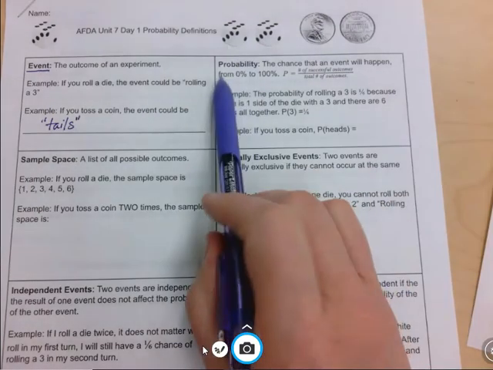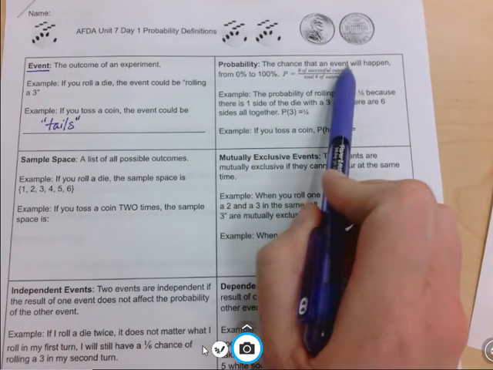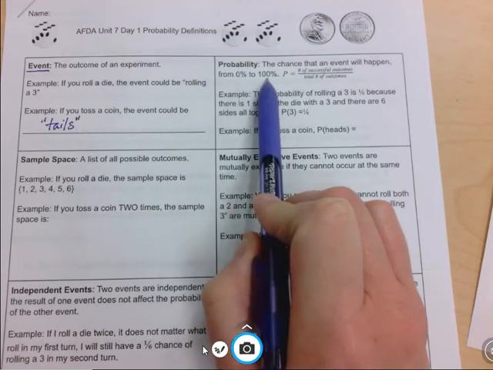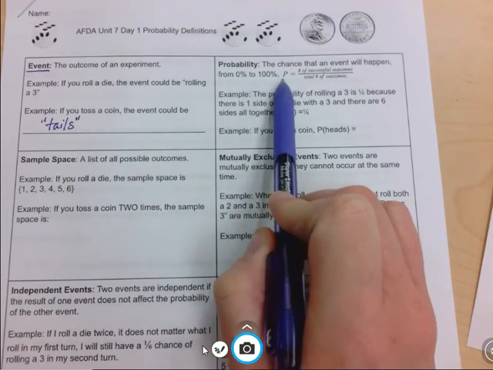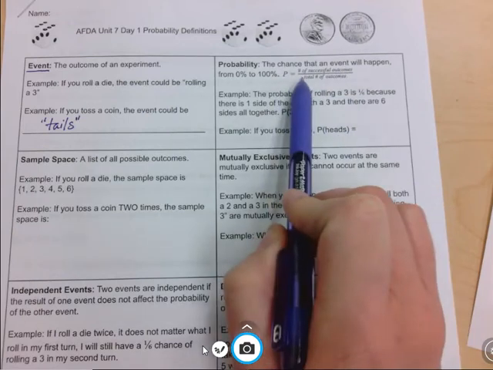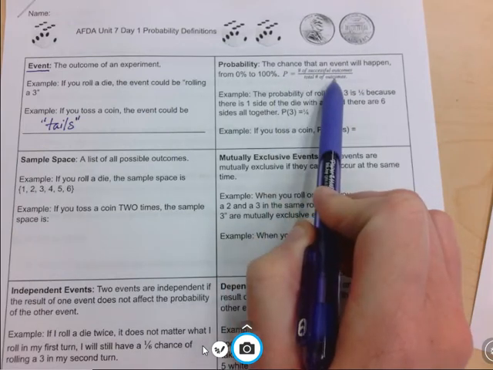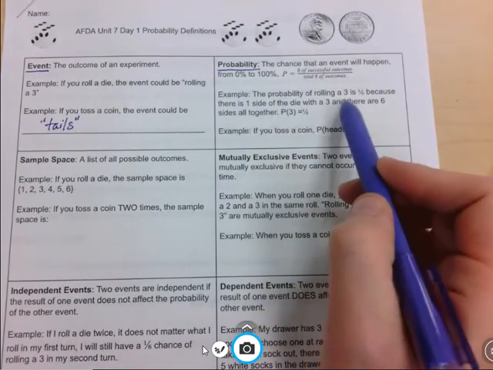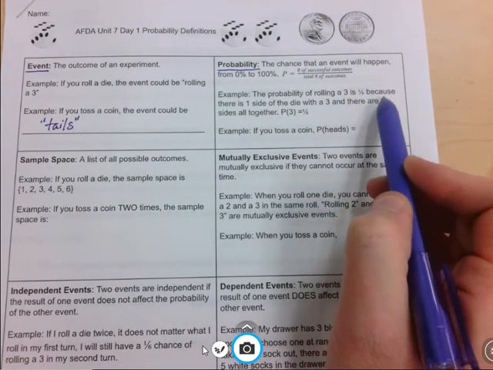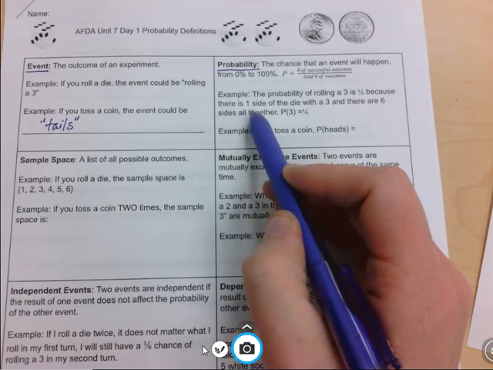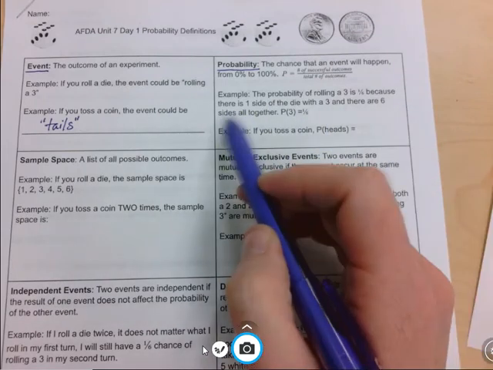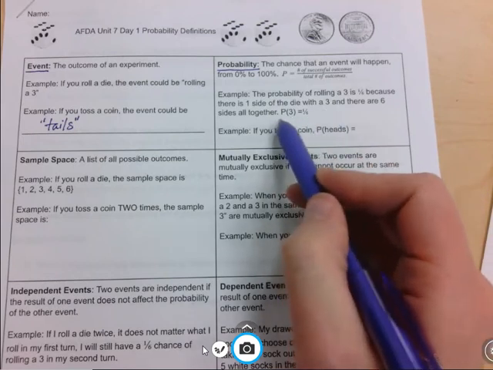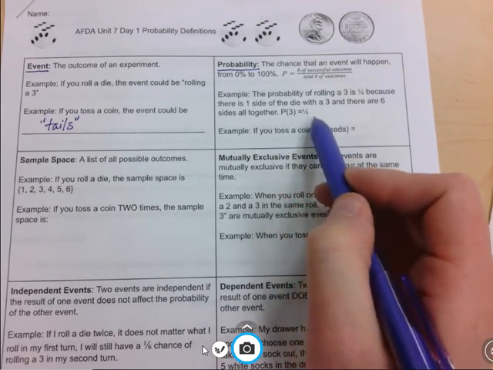Alright, probability. Probability is the chance that an event will happen. The probability could be from 0% to 100%. Probability is the number of successful outcomes over the total number of outcomes. Here's your example. The probability of rolling a 3 is 1/6 because there is one side of the die with a 3 and there are 6 sides altogether. And this is the way you would write this. The probability of getting a 3 is 1/6.